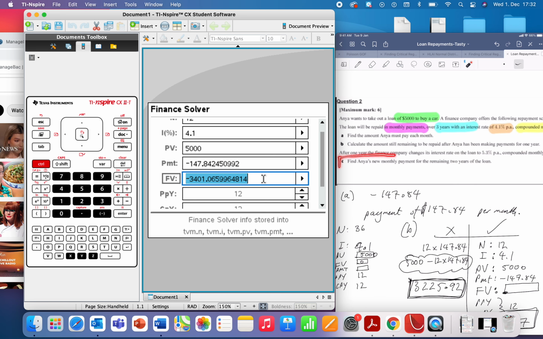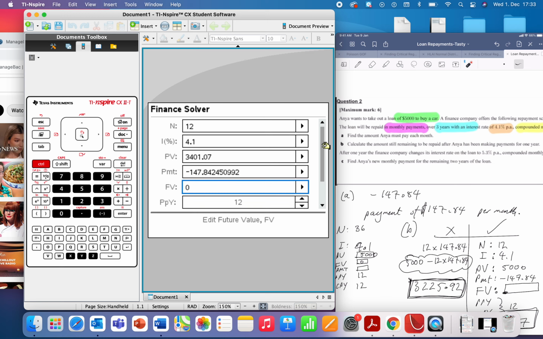So part C is find Anya's new monthly payment for the remaining 2 years of the loan. Okay, so what's happened is she's switched finance company, and now, unfortunately, the interest rate has gone up to 5.3%. So what we do is we take this final value here of 3401, and we now pop this here. This is, imagine, the actual current amount of her loan. So we have 3401.07 here. The final value we want to be 0.